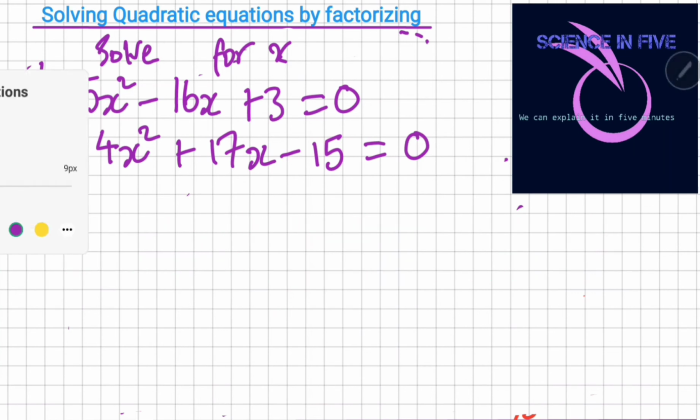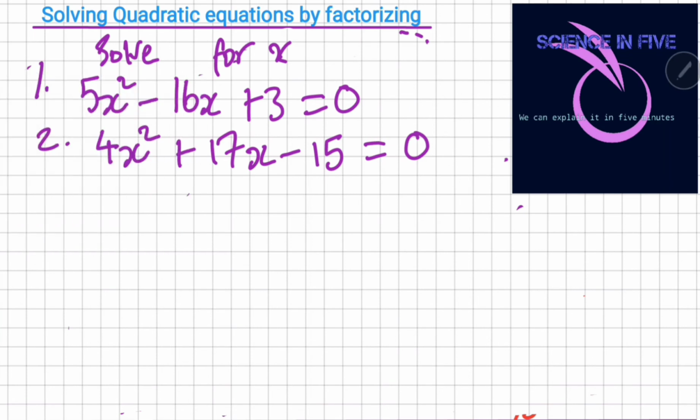Okay, here are the solutions. Remember, if you're not ready, just press the pause button, continue, and then press play when you're done.